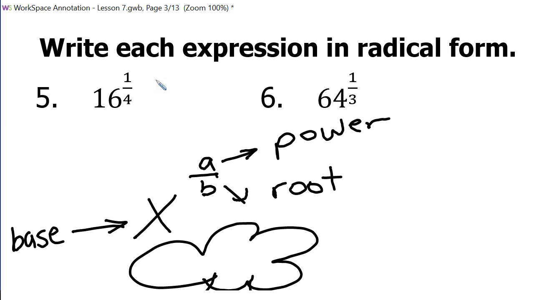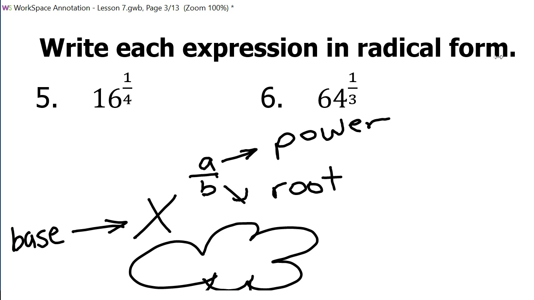They tell us in the instructions, and go ahead and copy down those instructions. That way you'll know how to do it on the assignment. So the instructions say, write each expression in radical form. And copy down problem 5. We have 16 to the 1/4 power. Now that's a rational exponent because notice the exponent is a fraction or ratio.